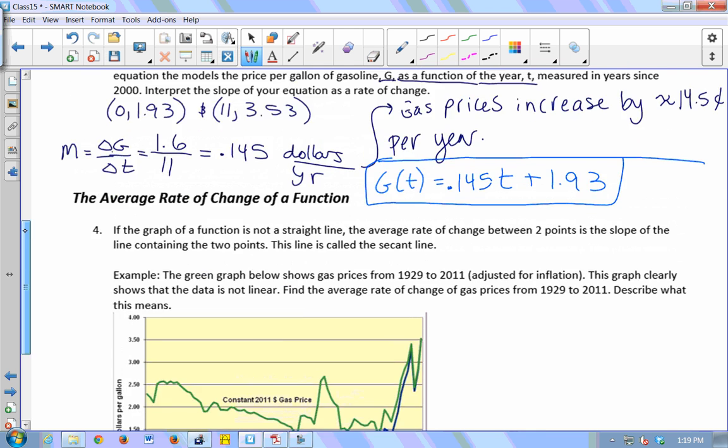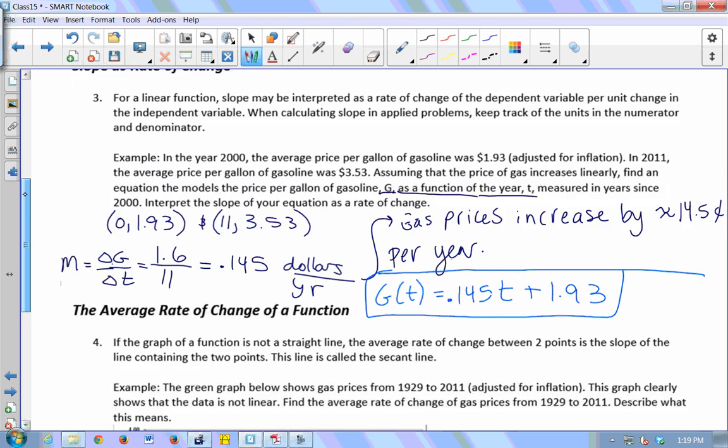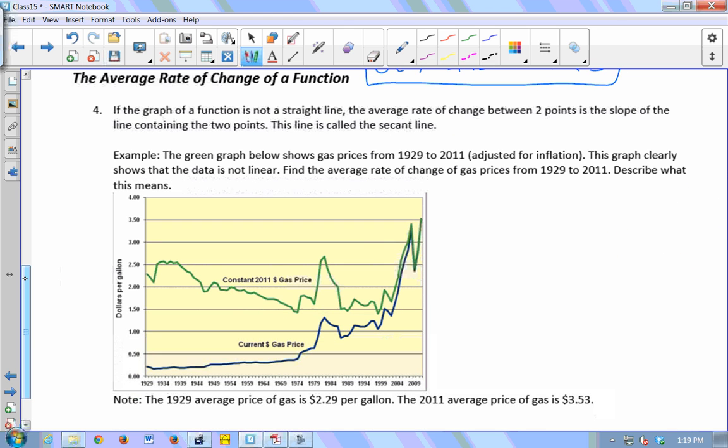And for example, this data that I got for question 3 came from this graph that I got from the US Department of Energy. And it says the green graph shows gas prices from 1929 to 2011, adjusted for inflation. And the graph clearly shows that the data is not linear, right? It goes up and down kind of randomly. We can still find the average rate of change of gas prices from 1929 to 2011. And we want to describe what it means.